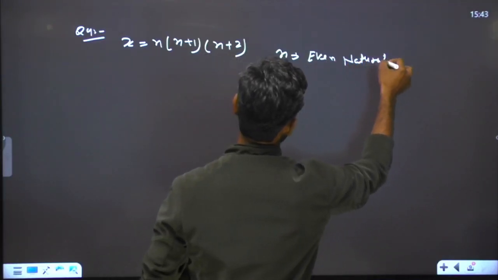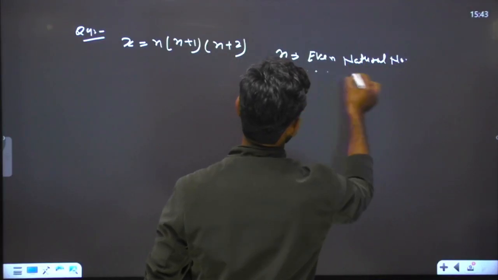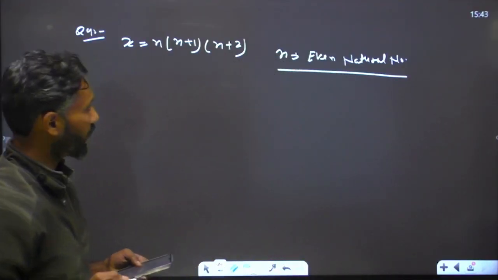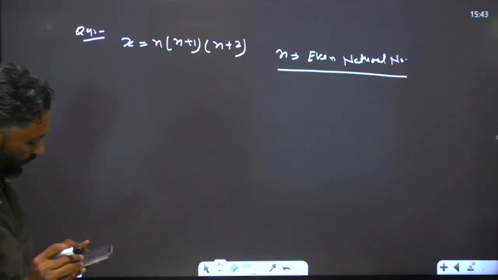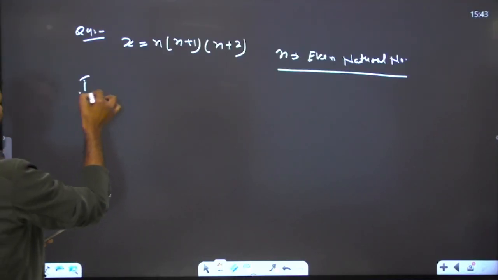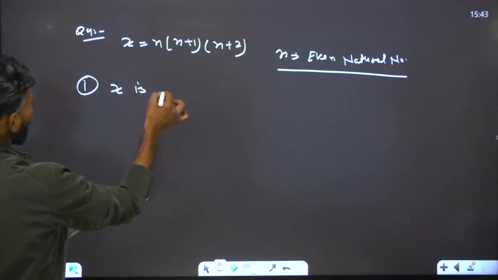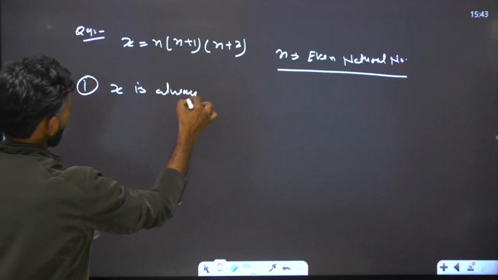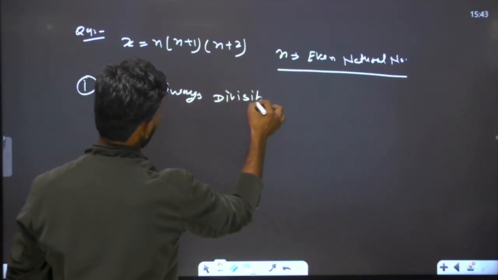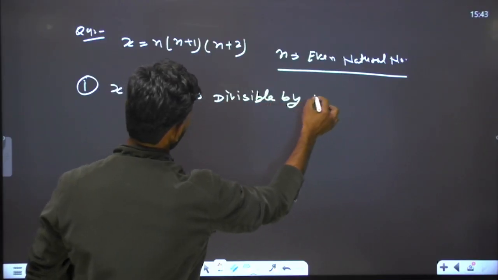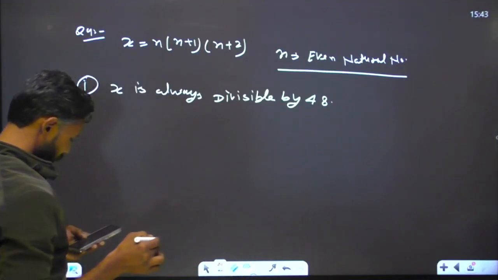N is an even natural number. We have to tell which of the following statements are correct. First statement says that x is always divisible by 48.